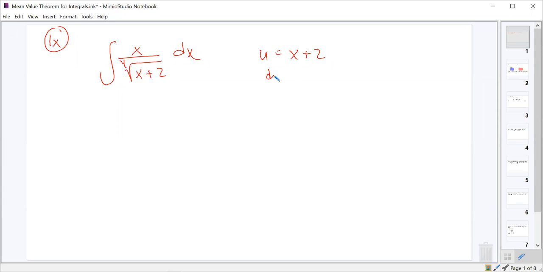So if u is x plus 2, conveniently du is just dx. And then we're going to have to do something with that x, which means we're going to have to manipulate this into x equals u minus 2. And so if x is u minus 2, this integral becomes u minus 2 du over u to the 1/4, or the fourth root of u. Everybody good with that so far?